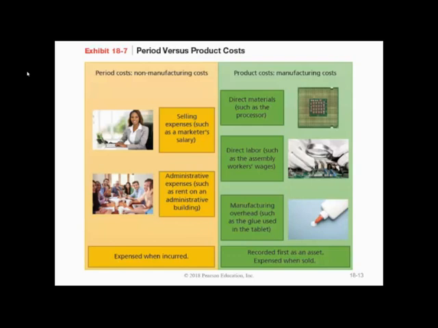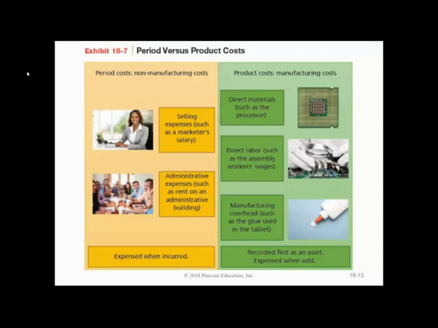So for Smart Touch Learning over here, making the tablets, once again, what is a non-manufacturing cost? Well, there's that marketer right there, but she doesn't directly work in production, which means that's a non-inventoriable, non-manufacturing cost. You could expense it when it happens. Administration and all of the costs that you pay for the building where administration works, again, not directly related to manufacturing. Can't be inventoried, so you expense it when it's incurred.